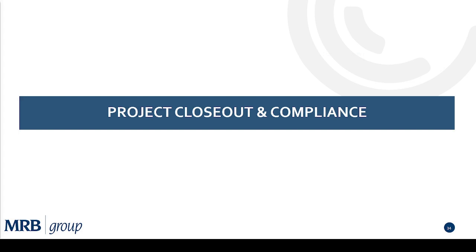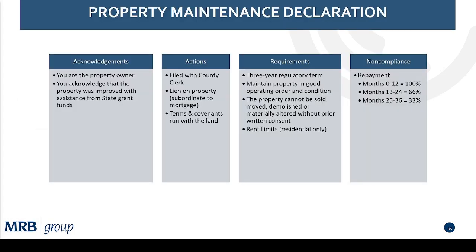And then finally, your project's done. This is where we get into the reimbursement piece. You do need to sign a property maintenance declaration. There is a 3-year compliance period. During that time, you cannot transfer the building without written approval from the city. You have to maintain the improvements that were made for those 3 years. And for residential, there is a rental threshold requirement, which we'll talk a little bit about later. But basically, this property maintenance declaration just lays out the key terms involved.